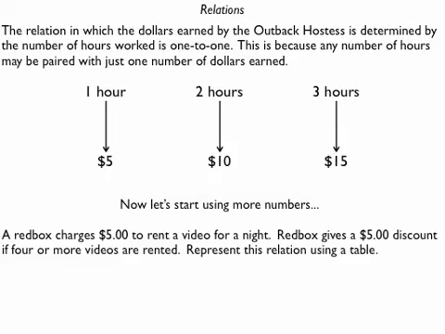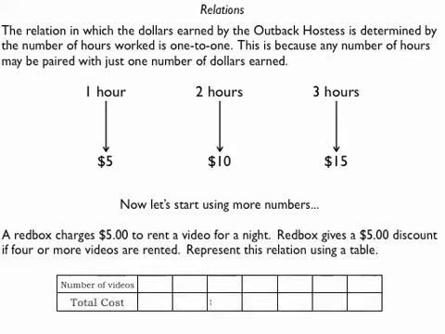Let's start using more numbers here. Redbox charges $5 to rent a video for a night. Redbox gives a $5 discount if 4 more videos are rented. Represent this relation using a table. I'm going to set this up. I want to know the number of videos I'm renting and the total cost. How is this related? Now we have to pick some numbers here.